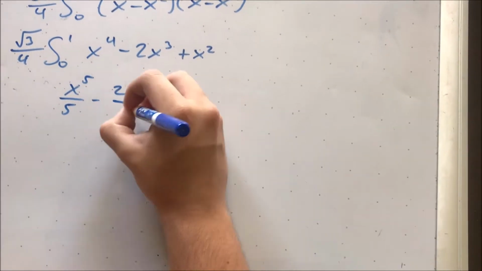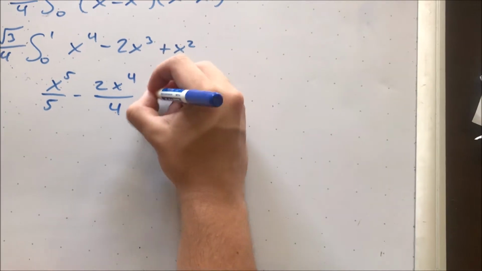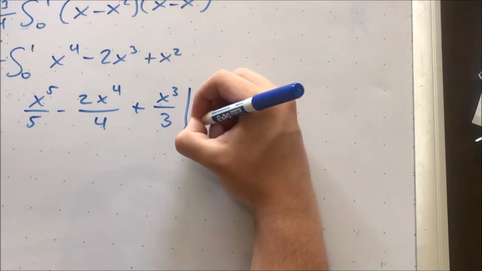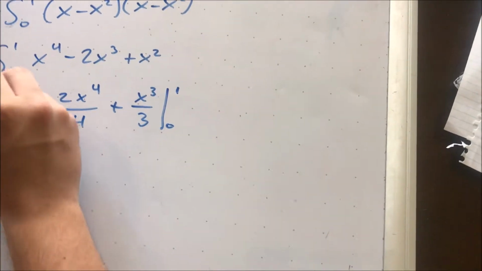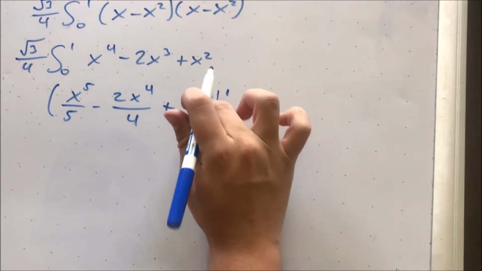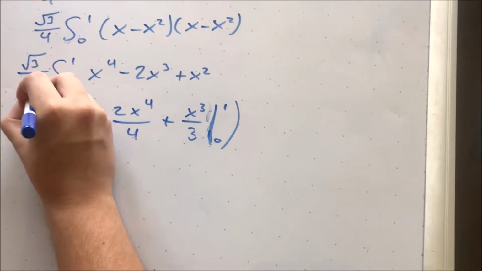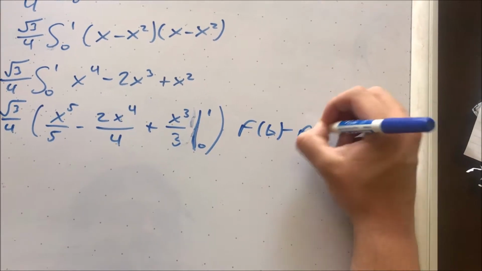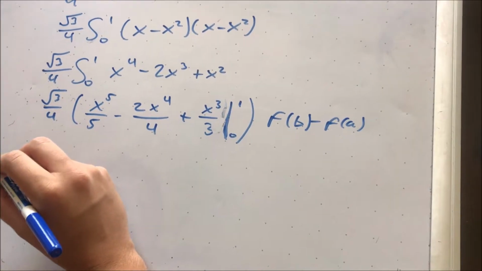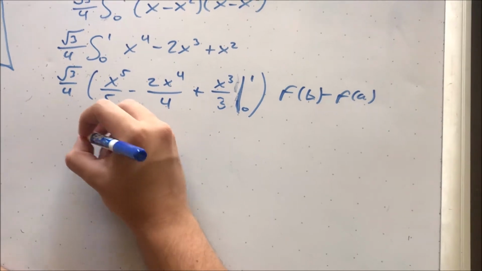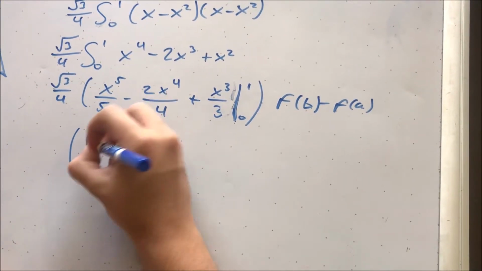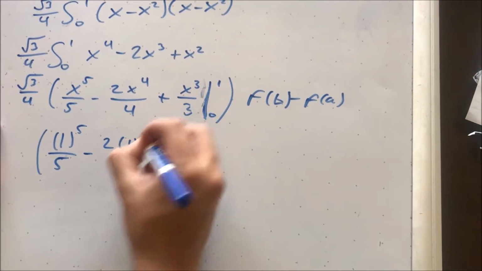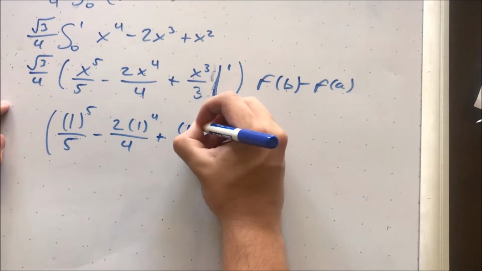You can go ahead and move the square root of 3 over 4 to the outside, and then you're going to have to FOIL the x minus x squared times x minus x squared, giving you x to the fourth minus 2x to the third plus x squared. And then you go ahead and take the integral of that, giving you the square root of 3 over 4 times x to the fifth over 5 minus 2x to the fourth over 4 plus x to the third over 3, evaluated from 0 to 1.